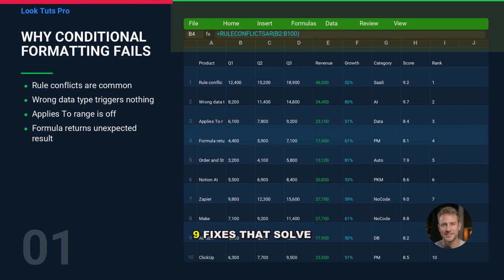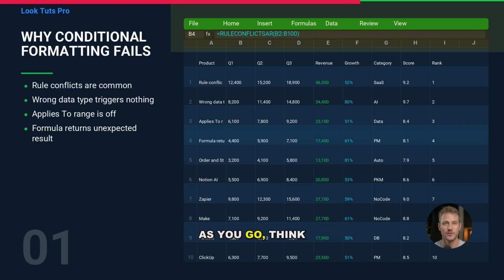You're getting 9 fixes that solve the most common real-world failures, like rules not applying, colors disappearing, or formatting only working on some rows. We'll start with the fastest checks first, then move into the deeper ones, like rule order, stop if true behavior, and formula rules that quietly return the wrong result.